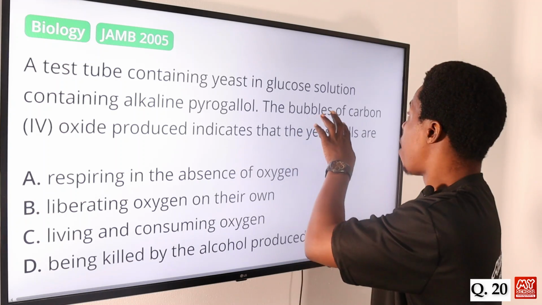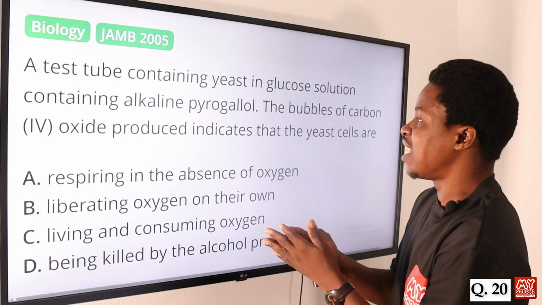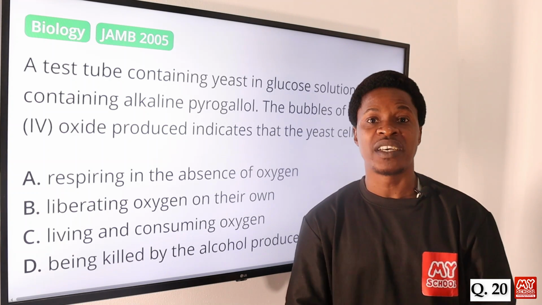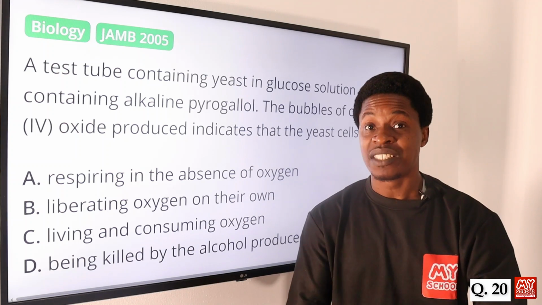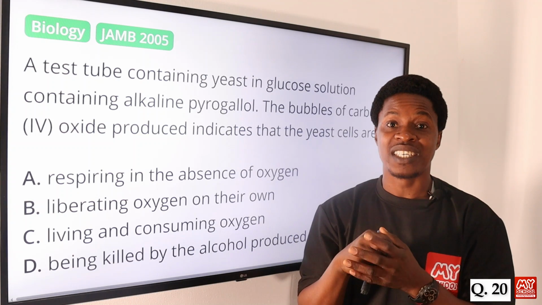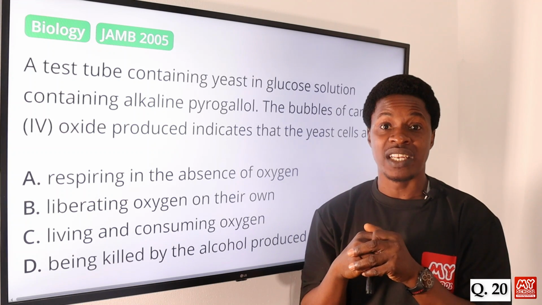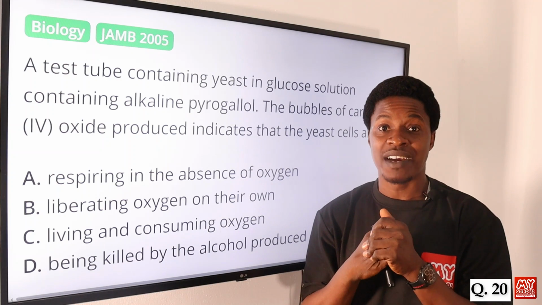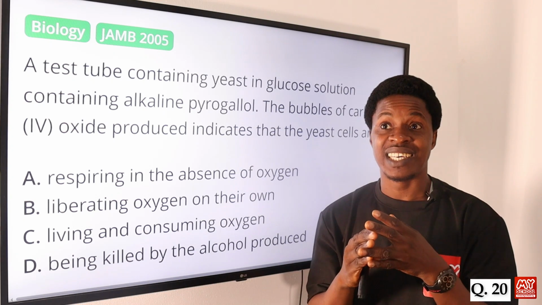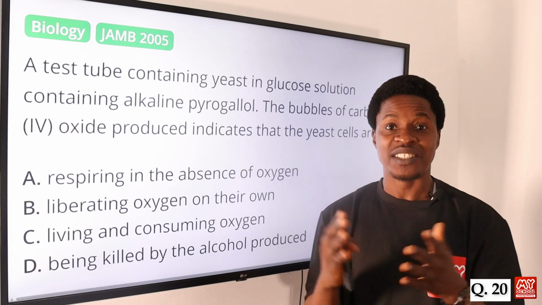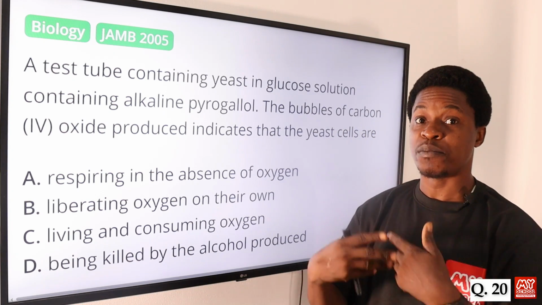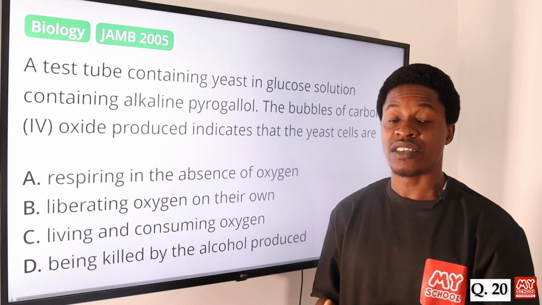So the bubbles of carbon dioxide produced indicate that the yeast cells are respiring through anaerobic respiration, in the absence of oxygen. That's why you can see the carbon dioxide. Don't forget, yeasts are microorganisms that find application in the brewing and baking industries and so on. They carry out anaerobic respiration, meaning they can respire in the absence of oxygen.